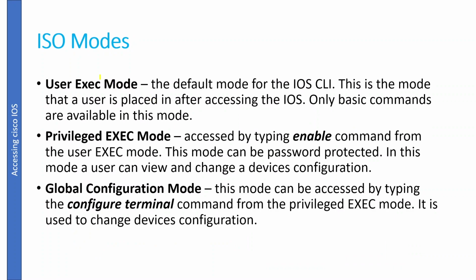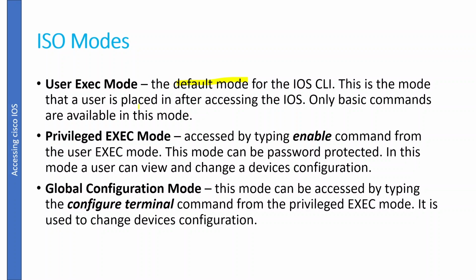So when you take the Cisco operating system, we have three modes. Mainly we have three modes. User execute mode is the basic initial mode. Then after that we have privilege execute mode and global configuration mode. User execute mode is the default mode for the Cisco IOS. This is the mode that the user is placed in after accessing the IOS. Only basic commands are available in this mode.